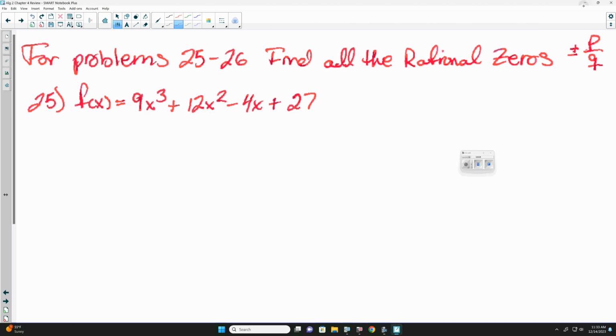finish going over the review today. Now, the first thing we're starting out is the rational zeros. We want to find all the rational zeros for these here.